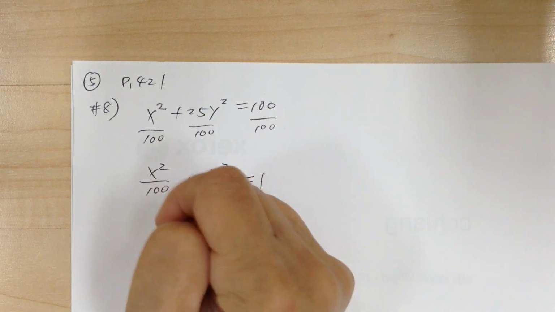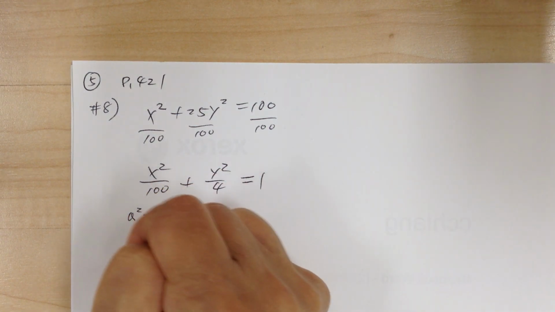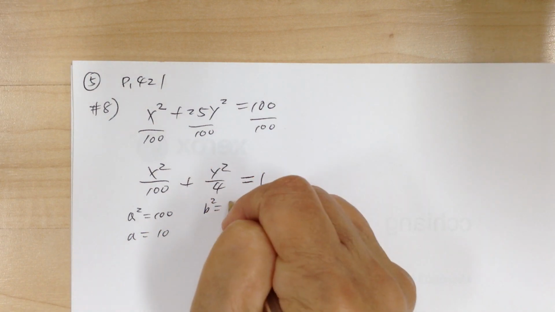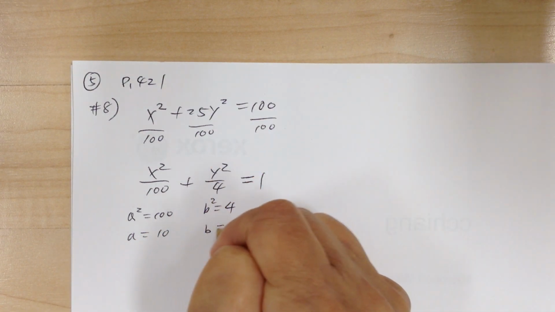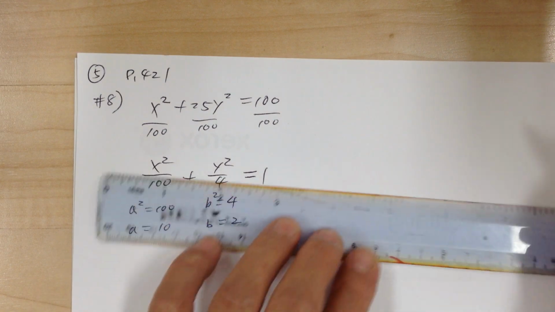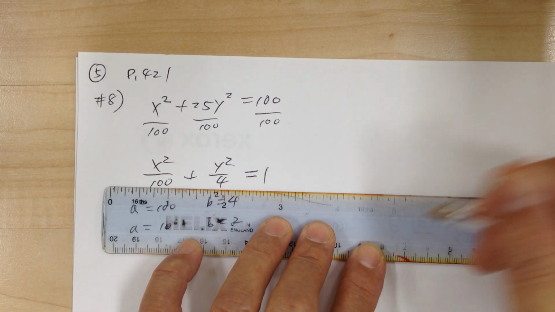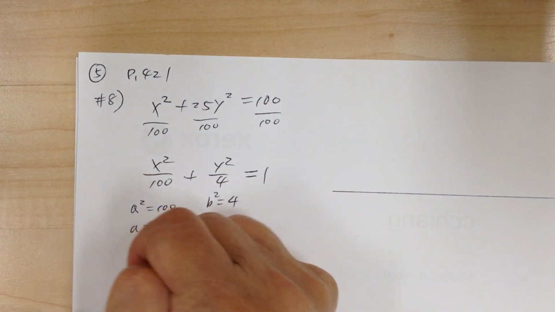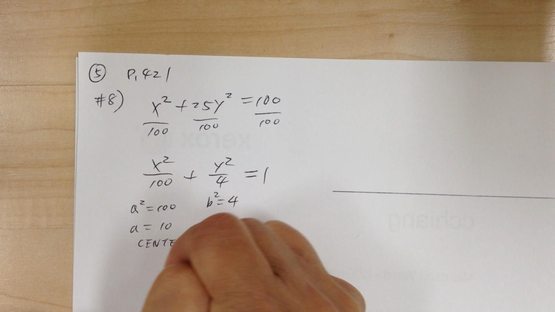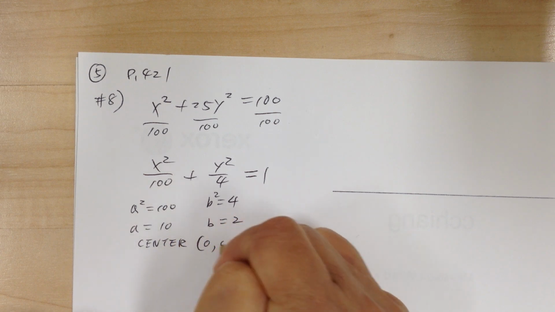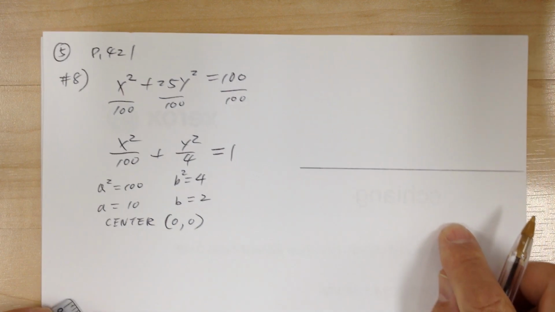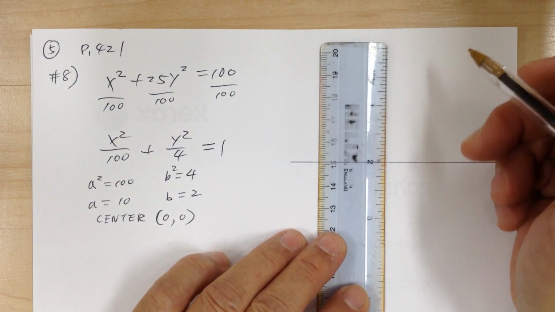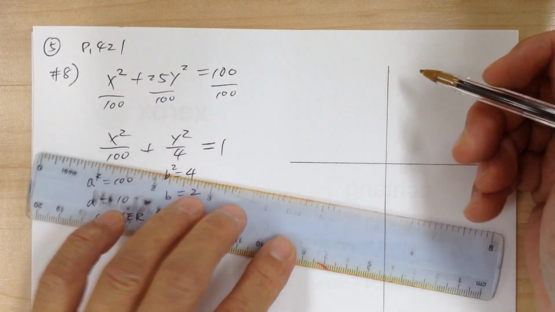From here you can see that a squared equals 100, so a equals 10, and b squared equals 4, so b equals 2. When you're doing the graphing, also since there's no parentheses, you know that your center is going to be at 0, 0. Those are all important information. So let's go and graph these things out.